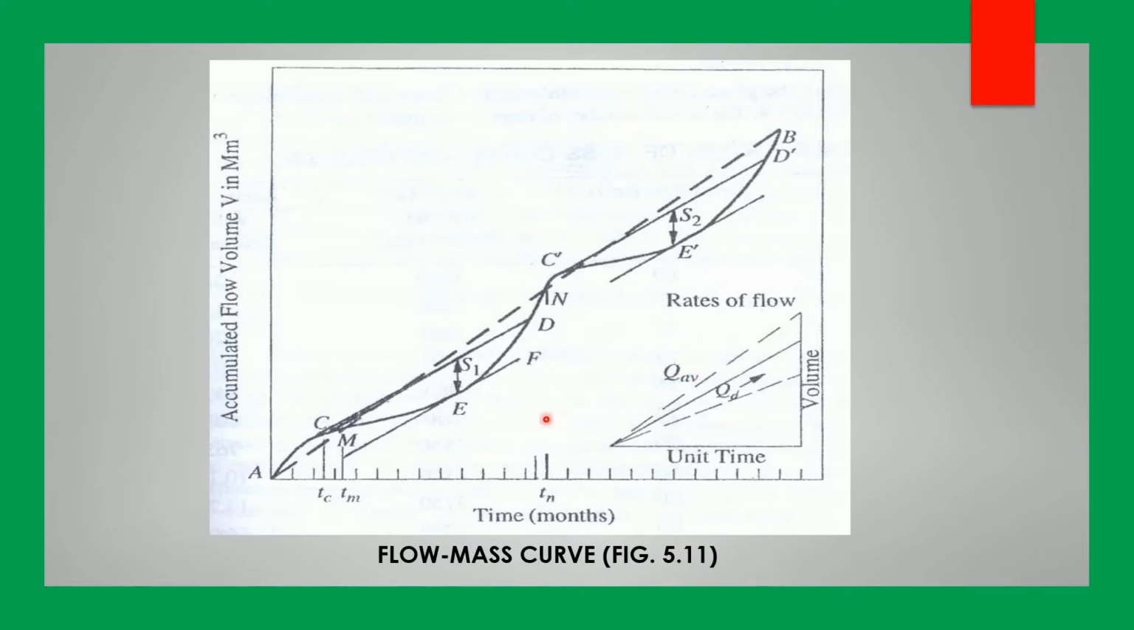Here is the figure of the flow mass curve. Note that the abscissa is chronological time in months in this figure. It can also be weeks, days, or months depending on the data being analyzed. The ordinate is in units of volume in million m cube. Other units employed for the ordinate include m cube per second day. Here it is the accumulative flow volume in million m cube.